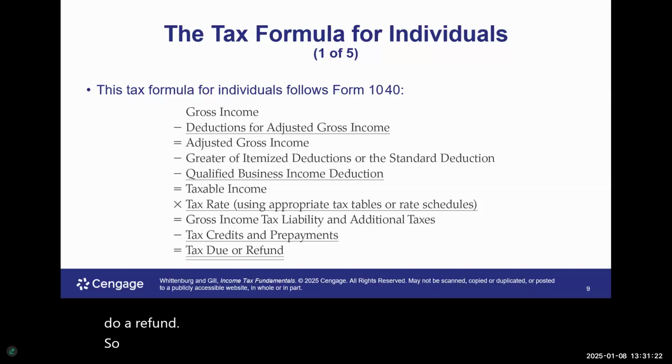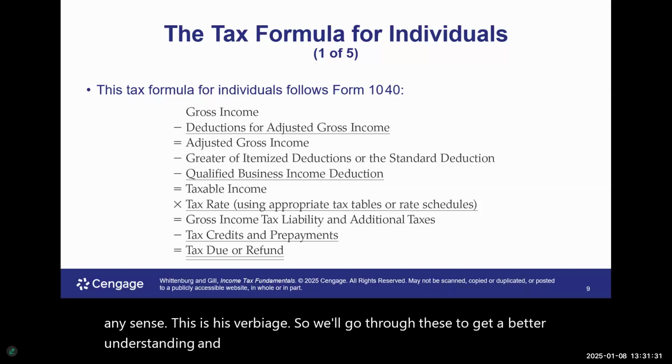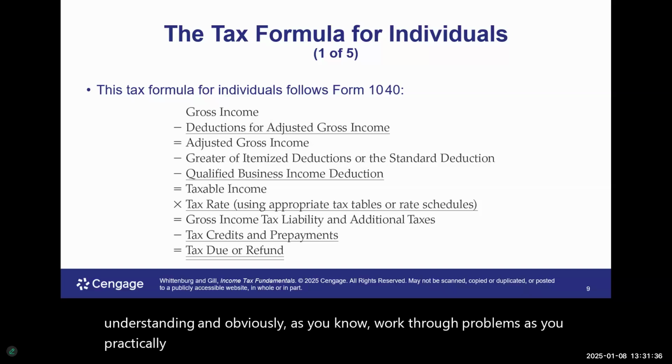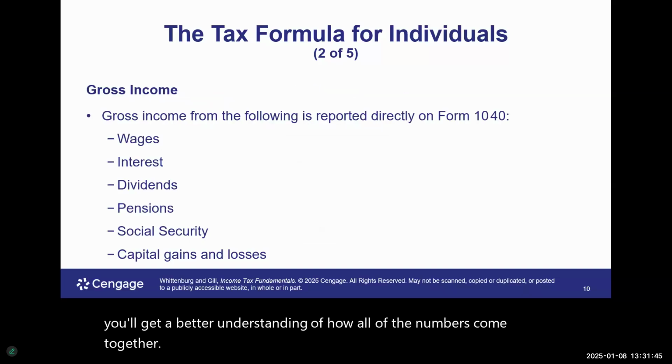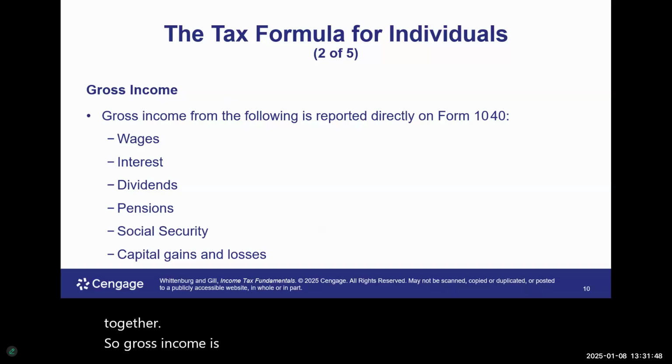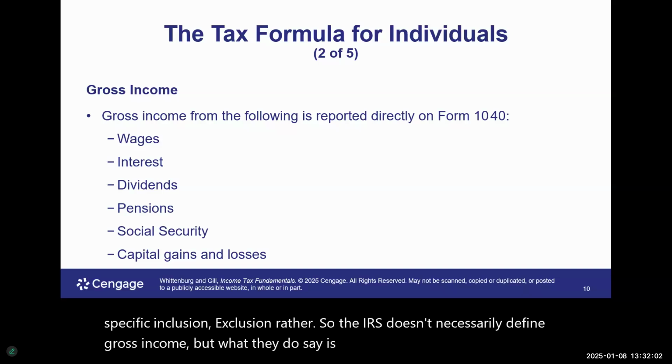So all of this might seem foreign to you. You might say, this doesn't make any sense. This is just verbiage. So we'll go through these to get a better understanding. And obviously, as you work through problems, as you practically apply what you're learning through preparing tax returns, you'll get a better understanding of how all of the numbers come together. So gross income is essentially all income, unless the tax law provides a specific exclusion. The IRS doesn't necessarily define gross income, but what they do say is all income from whatever source derived.